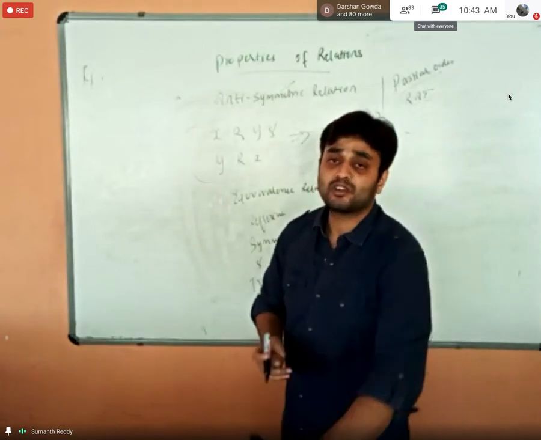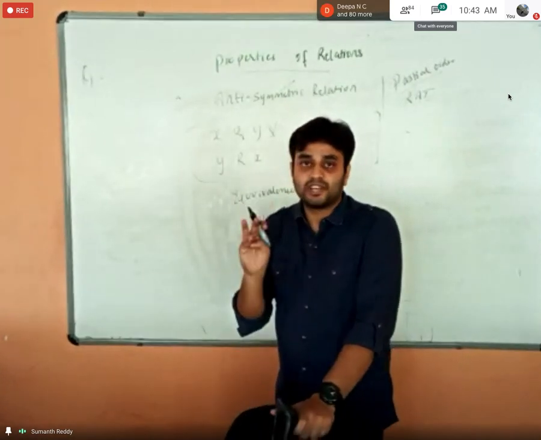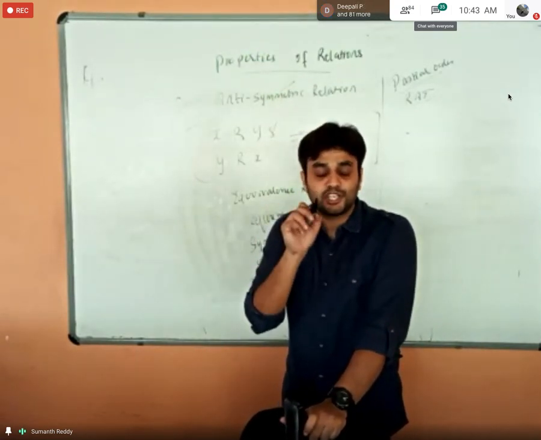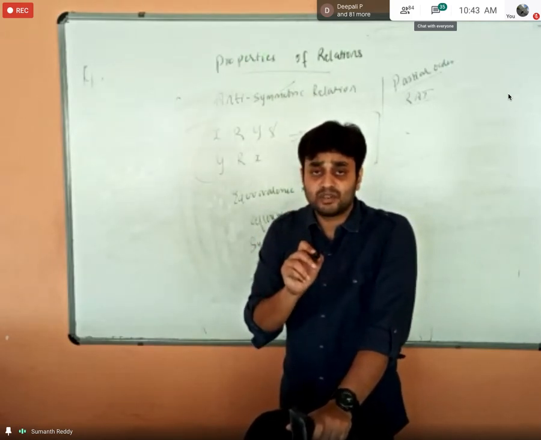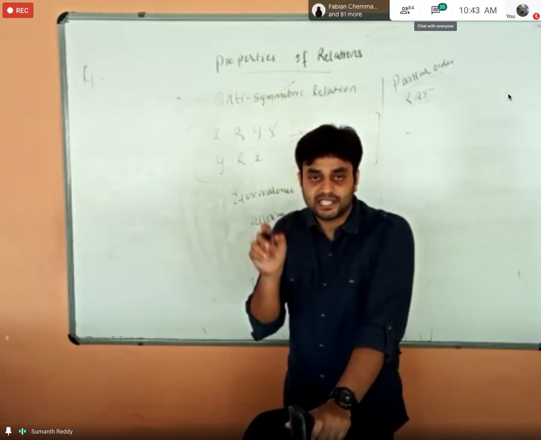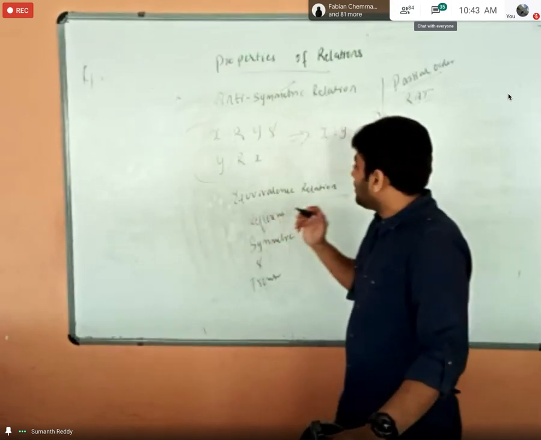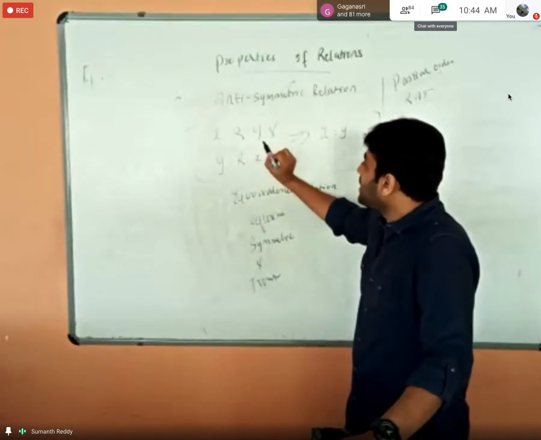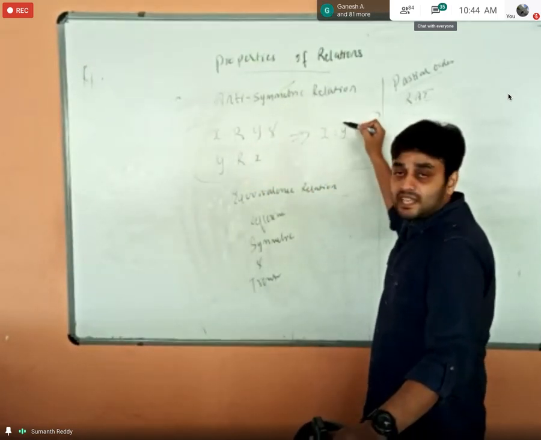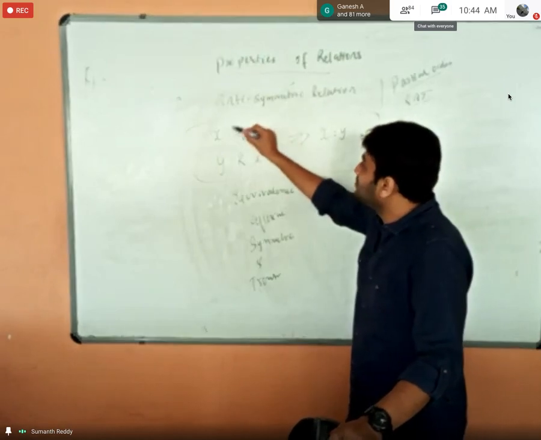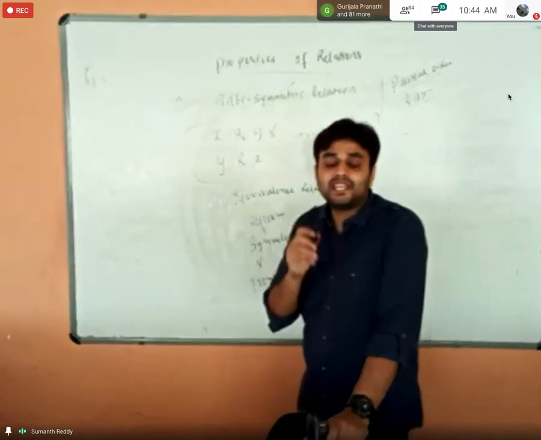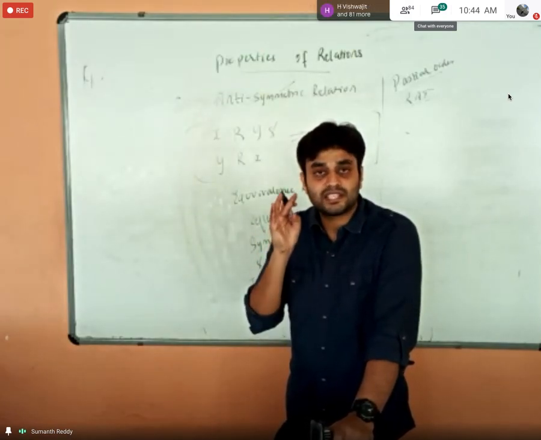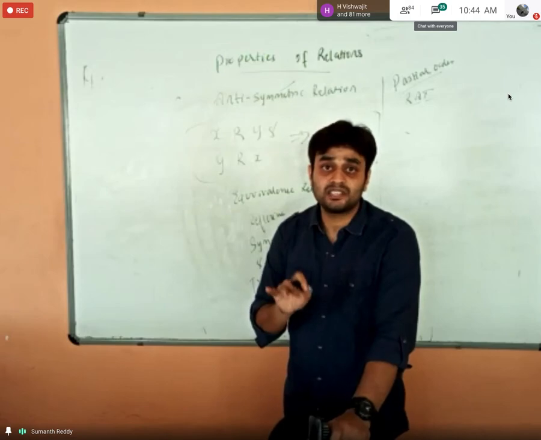Finally, I will conclude everything. A reflexive relation: every element is related to itself. Symmetric relation: if X is related to Y, then Y is related to X. Transitive relation: if X is related to Y and Y is related to Z, then X is related to Z. Then you have antisymmetric relation, where if X is related to Y and Y is related to X, and they are same, then the relation satisfies the antisymmetric property. Any relation which satisfies reflexive, symmetric, and transitive is called equivalence. Any relation which satisfies reflexive, antisymmetric, and transitive is called partial order.